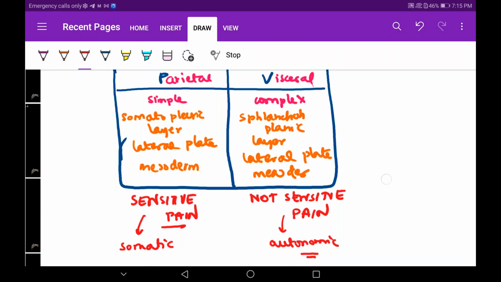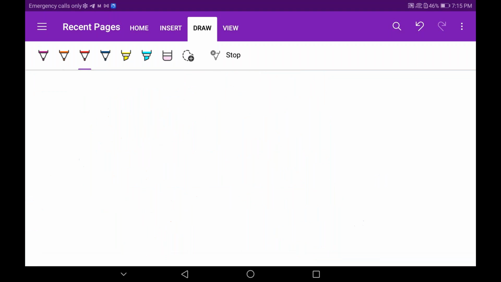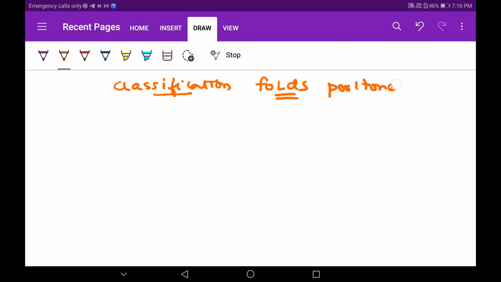Let's jump into our next part of the session. We are done with the basics. Now let's come to the next part of the session. Remember, I have put in the WhatsApp the pro forma of today's session. The next aspect of today's session is about the classification of the folds of the peritoneum. Now we are coming to the interesting part.